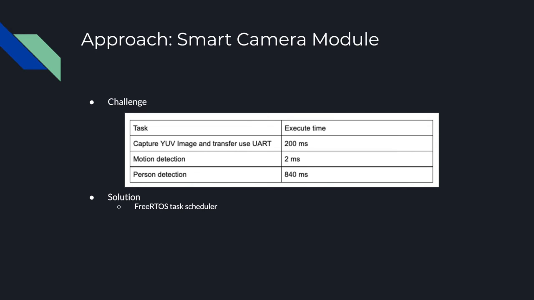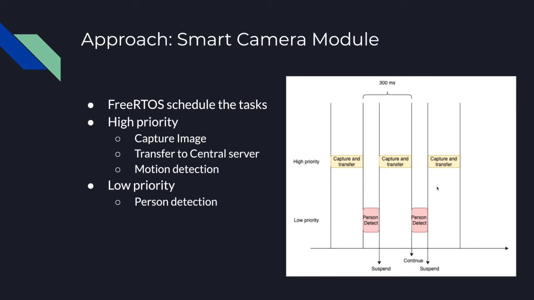The solution for this problem is to use an RTOS. The RTOS I'm using in this project is FreeRTOS. It will suspend the task with lower priority and execute the high priority task first. Then, if the time allows, it will continue to execute the lower priority task. In the Pico, capturing the image and transferring to the central server has the highest priority. Because the motion detection only takes about 2 milliseconds, I make it first priority too.